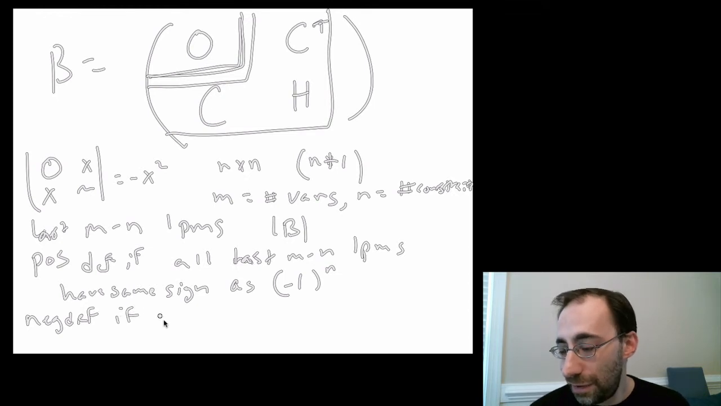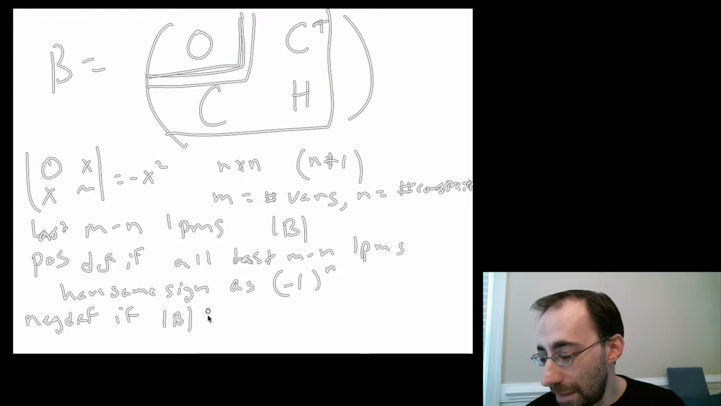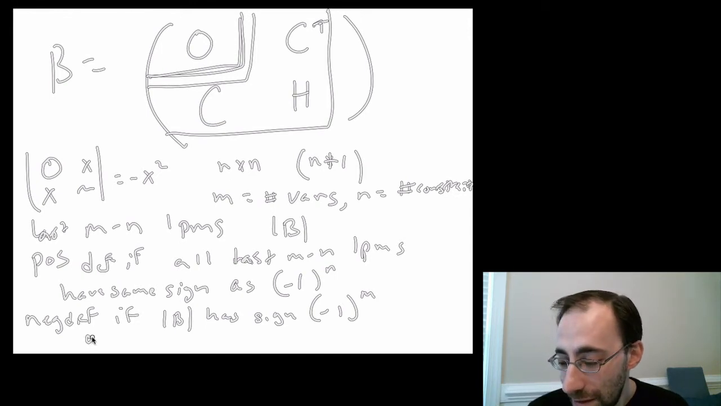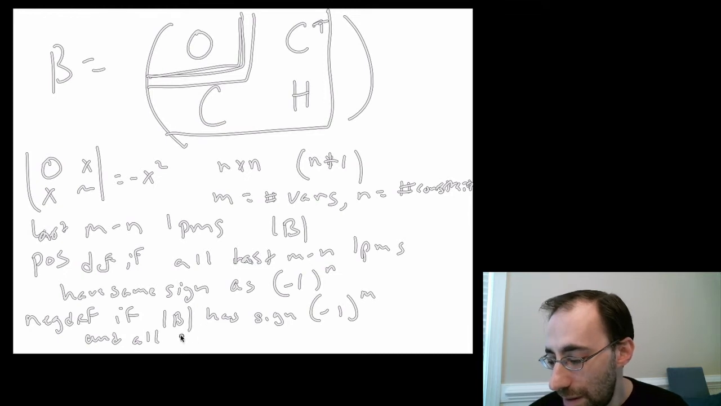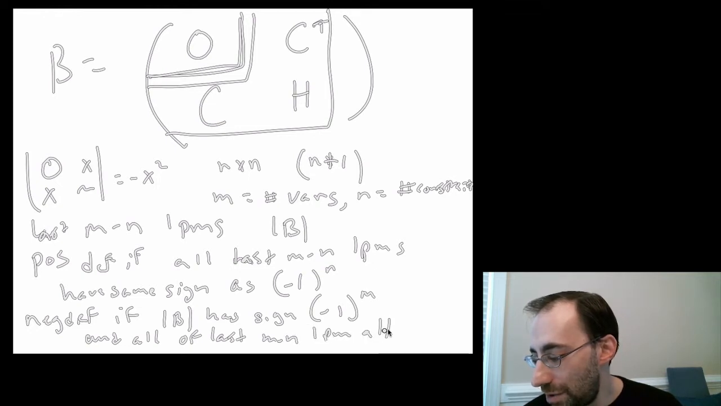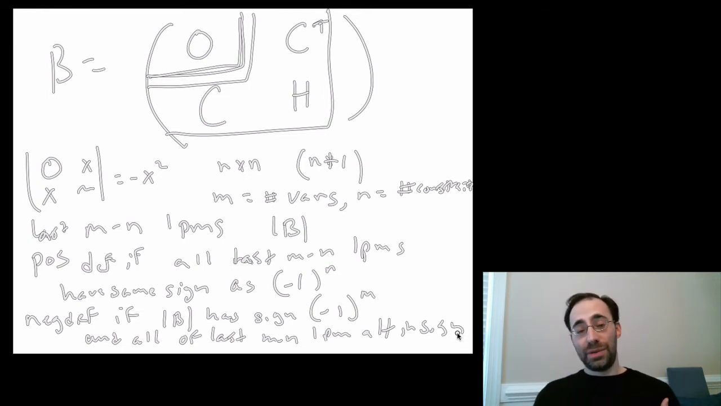For negative definite, first of all, the last leading principal minor has the sign -1 to the m. So if you have two variables, you should have a positive determinant. If you have three variables, you should have a negative determinant. And all of the last m minus n leading principal minors alternate in sign. So if you had three variables and one constraint, you'd consider the last two leading principal minors. First, the determinant is negative, because -1 to the 3 is negative. Then the next leading principal minor, the one you get by removing the last row and the last column, should be positive. So they must alternate.